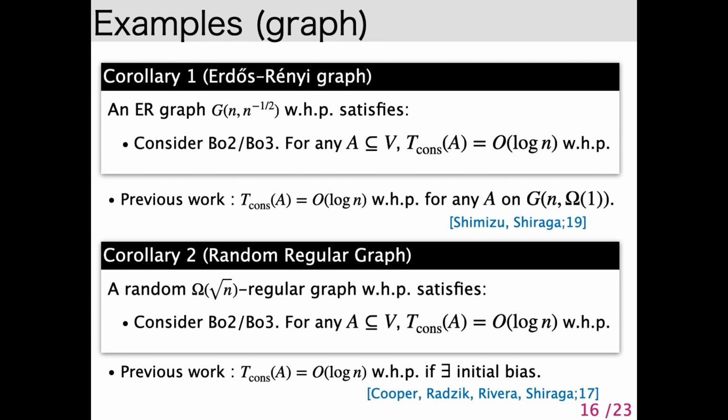The second one considers random regular graphs, and our result says that if the degree is larger than square root of n, then we can obtain similar bounds. Actually, there is a previous work that studies best of 2 on random regular graphs, and the result puts an assumption on initial bias. But in our result, we consider dense random regular graphs, and we can remove the initial bias assumption.